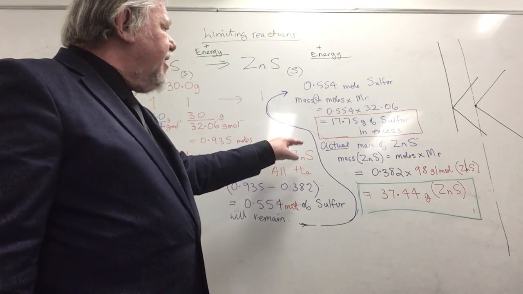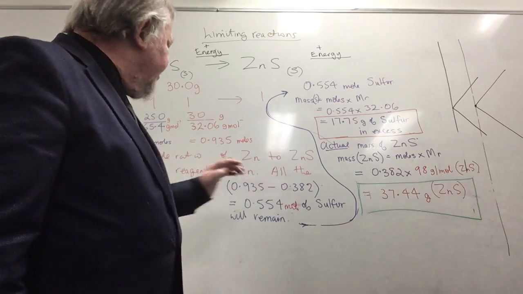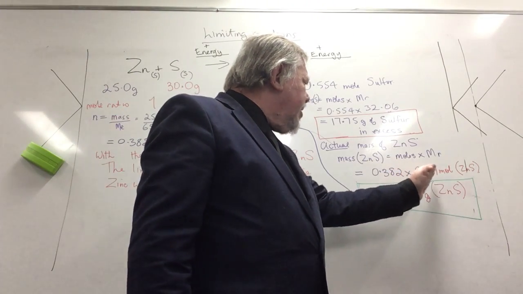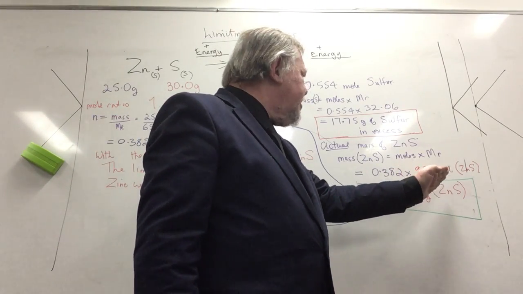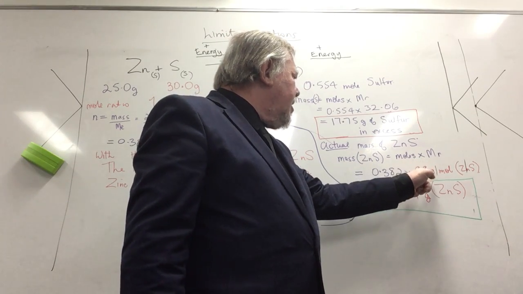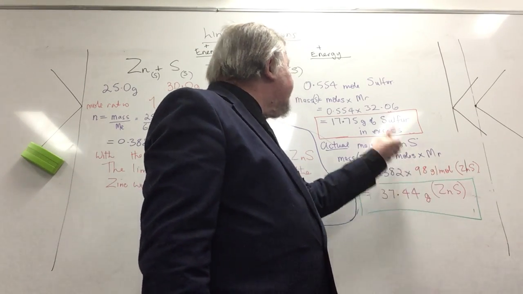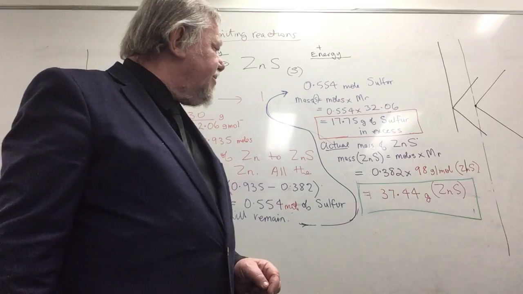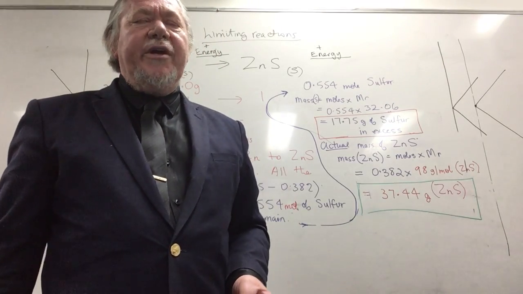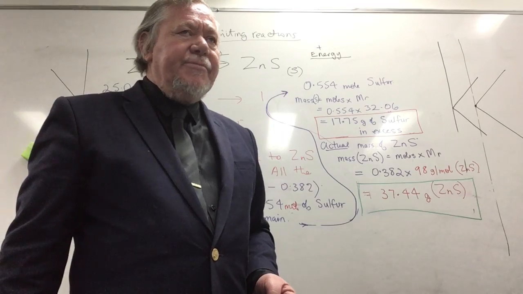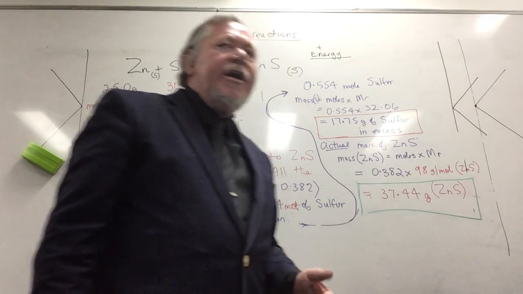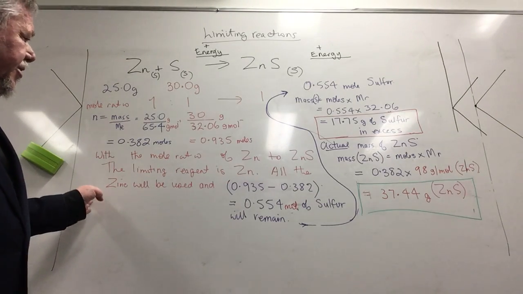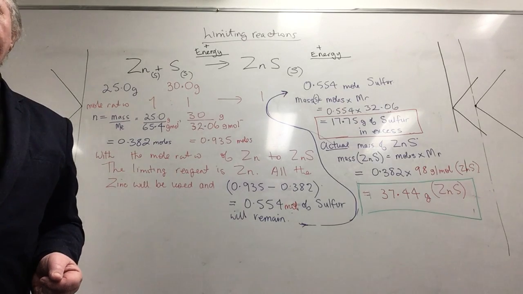The actual mass of zinc sulfide produced will be the same number of moles as the zinc, 0.382, and we multiply that by 98 grams per mole, which is the molecular mass of zinc sulfide, and we'll end up with 37.44 grams of zinc sulfide. That'll be the actual amount that we're going to get. Obviously that's nowhere near as much as we would have got had we had enough zinc.